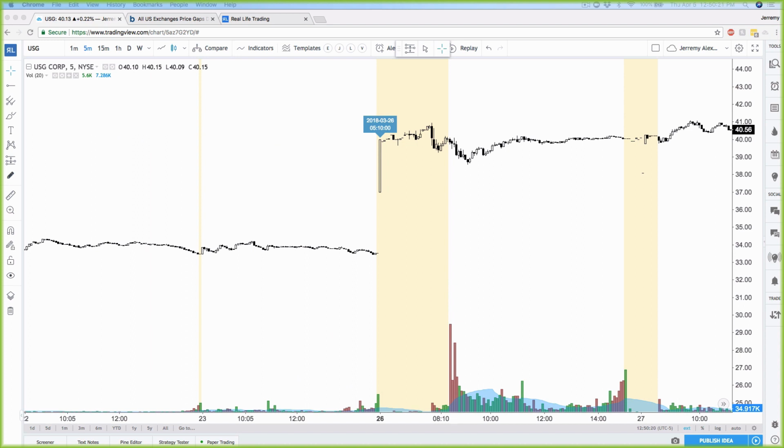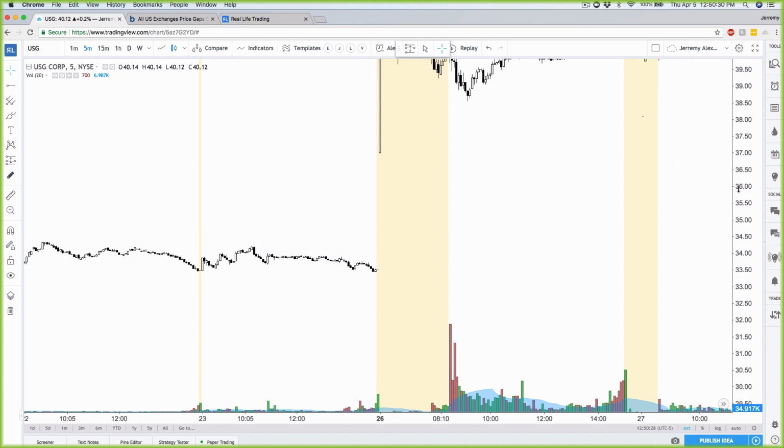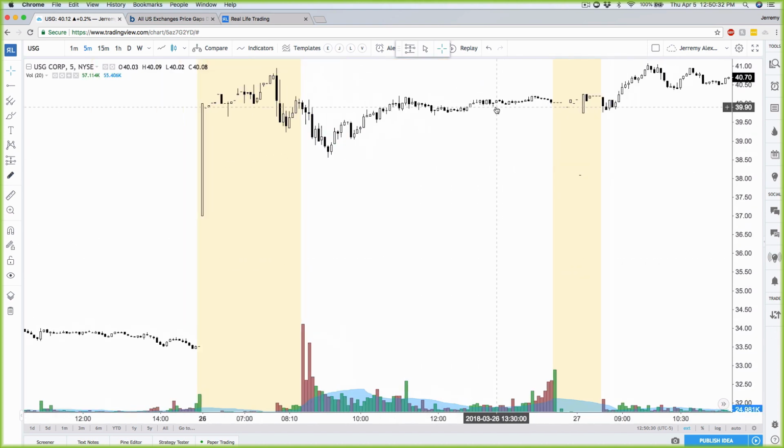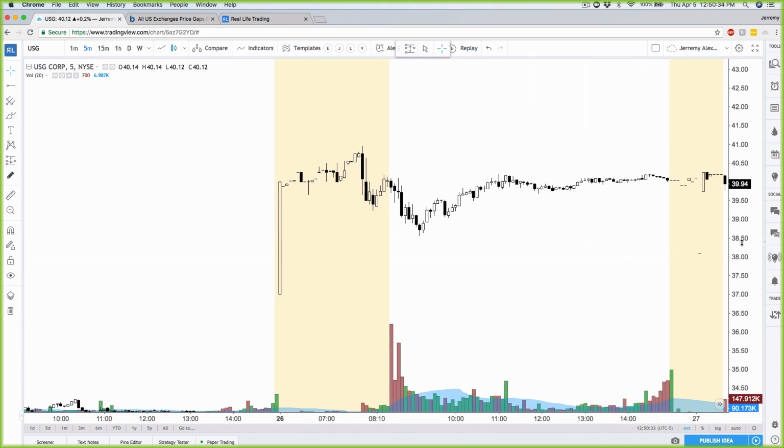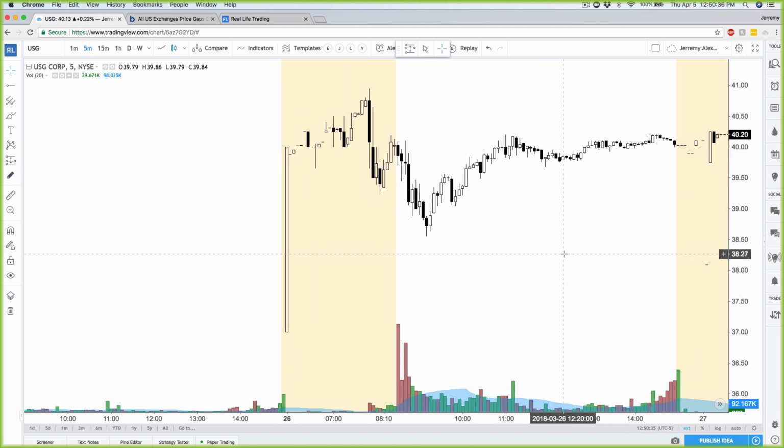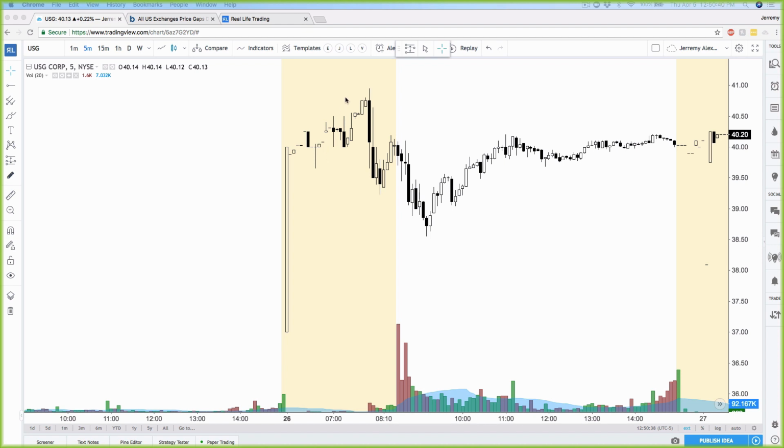And pull this one up. All right. So let me kind of scooch this in. So here's what we have on USG Corporation. So you have a pre-market resistance that kind of failed, right? It traded higher and then broke down.